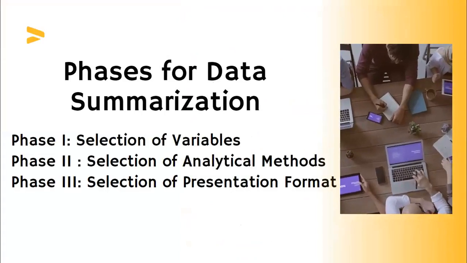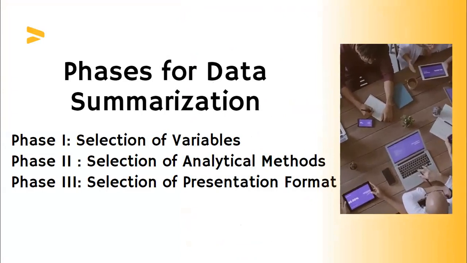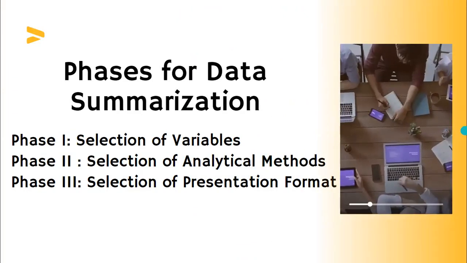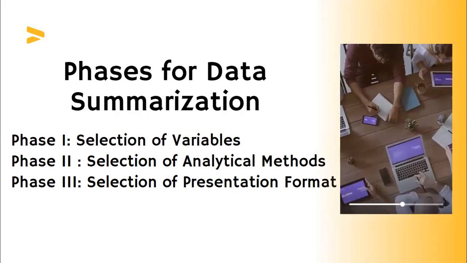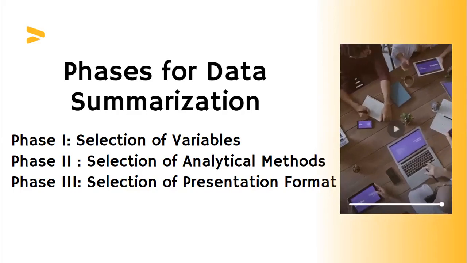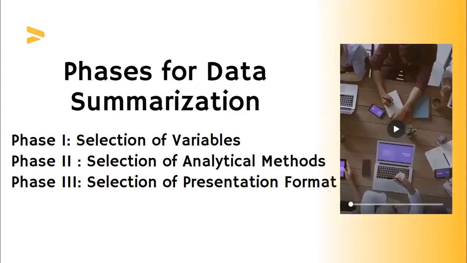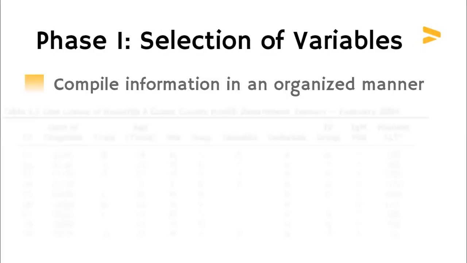So let me start off my discussion by introducing to you the different phases for data summarization. Basically, we have what we call phases for data summarization, and my entire lecture will revolve around each phase. Phase 1, selection of variables; phase 2, selection of analytical methods; and phase 3, selection and presentation of the data you have summarized. So let's start with phase 1, selection of variables.